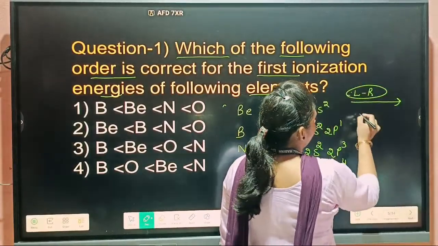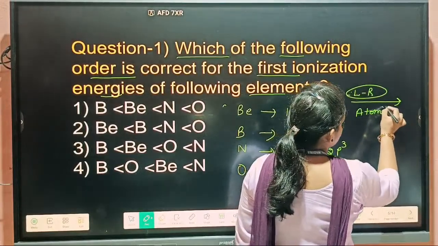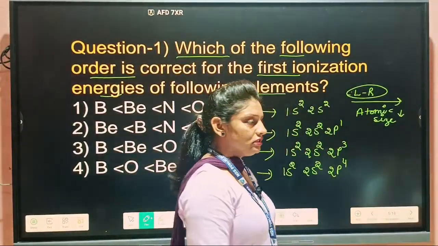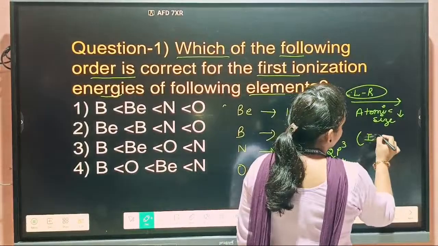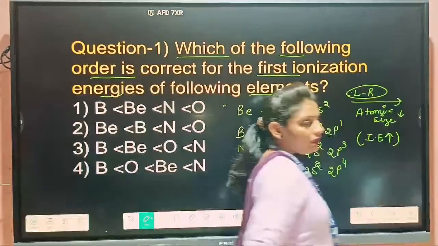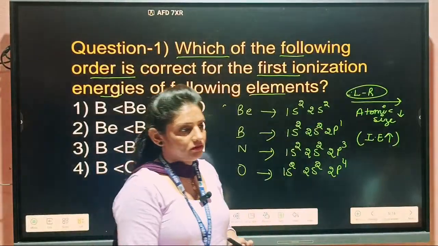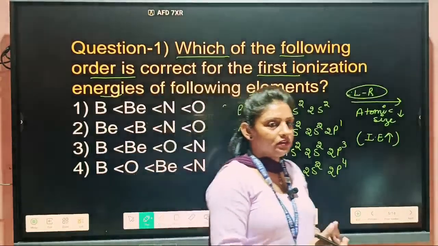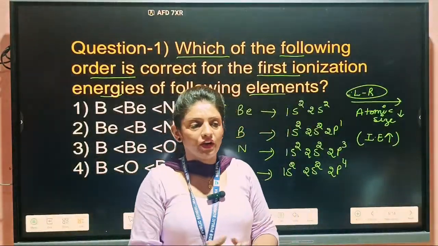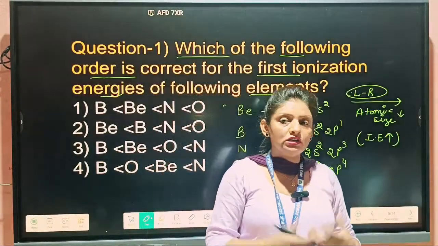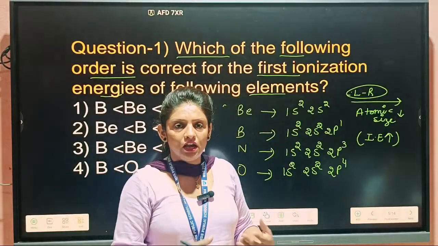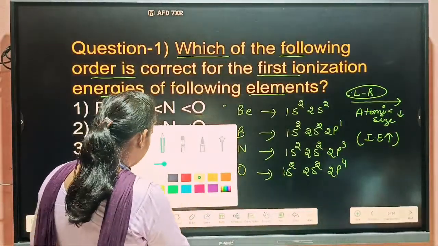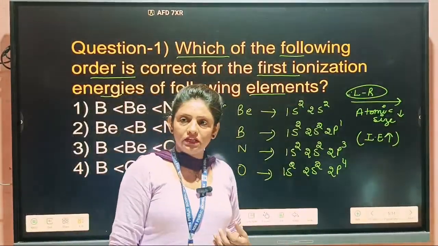Students, in the general trend, you know very well, if we move left to right in a period, atomic size decreases. If atomic size decreases, then ionization enthalpy will increase. That is the general trend of ionization enthalpy. But students, you know very well there are some different factors like the penetration effect, the shielding effect, and electronic configuration that also affect the ionization enthalpy of an element. So we will see those factors also, then we will tell the ionization enthalpy order.